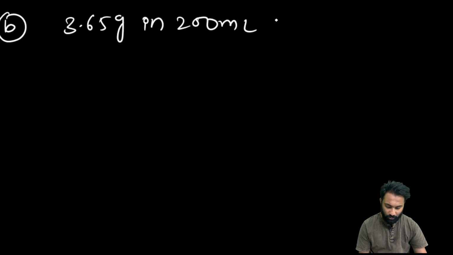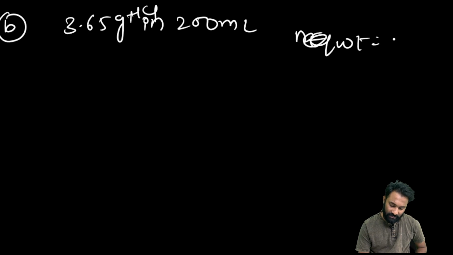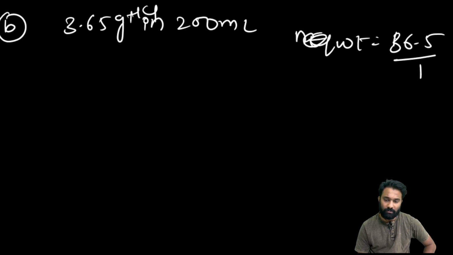3.65 gram in the 200 ml of the solution. 3.65 gram of which one? HCl is asking. HCl in 200 ml is asking. Now the equivalent weight of the HCl is 36.5 by 1.